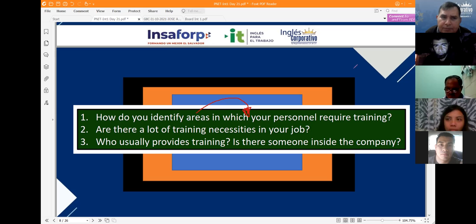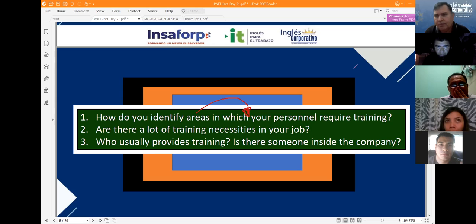Do you think that experienced people in the company can train the new personnel? The people who work in the same area, that have a lot of experience, they've been there for 10, 12, 15 years. Can they provide the training without the necessity to hire an outsider? Because sometimes outsiders steal the information, right?